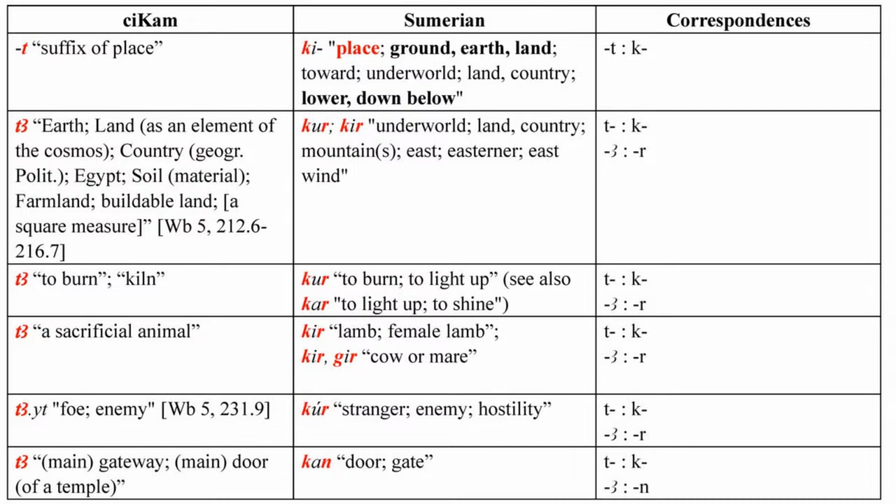And so we can see that the TR in Egyptian, to burn, kiln, it's a type of oven, is cognate with Sumerian Kur, to burn, to light up. Also Kar, to light up, to shine, right? And then we have Ter, or sacrificial animal, which would be Ker, lamb, a female lamb, or Ker, or Gir, cow, or Nar, right? And you can say Teriyit, foe, enemy, and then Ker, stranger, enemy, hostility, etc.